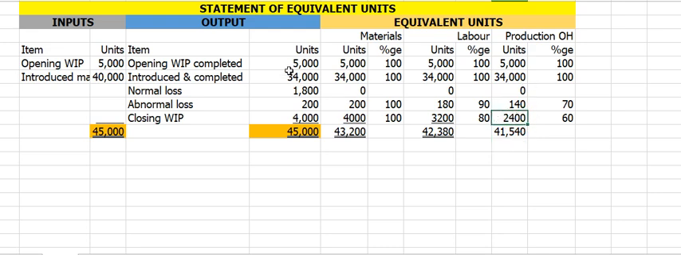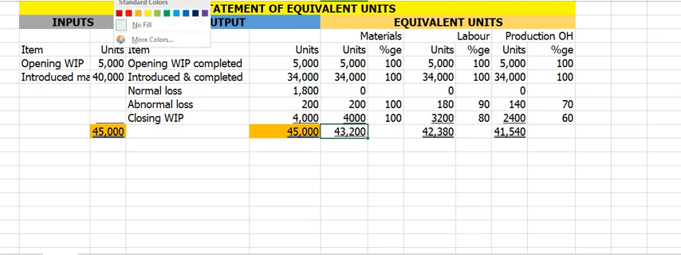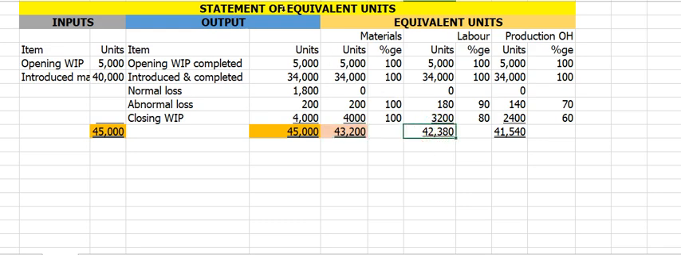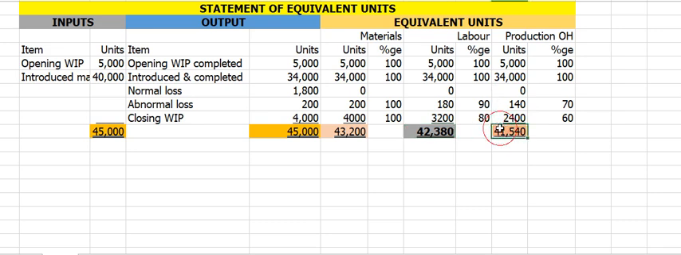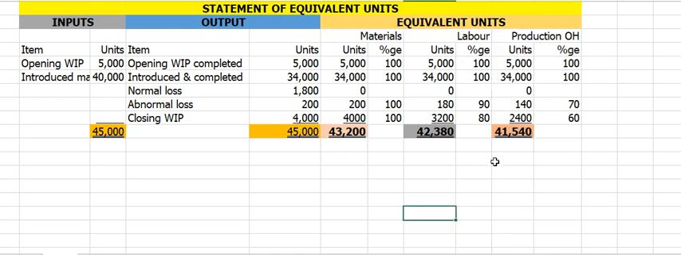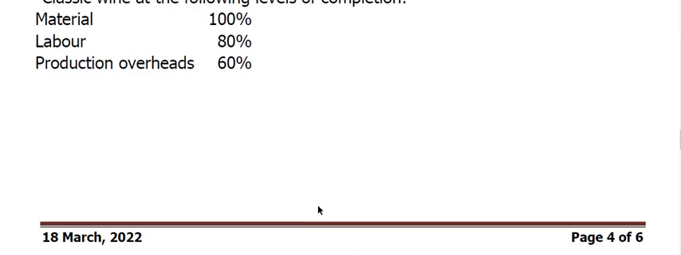That's what we have, 41,540. Those are your equivalent units in respect of materials, labor, and then the production overheads. So those are your equivalent units. Those are the equivalent units which we have. So that is part A. That is part A of the question.